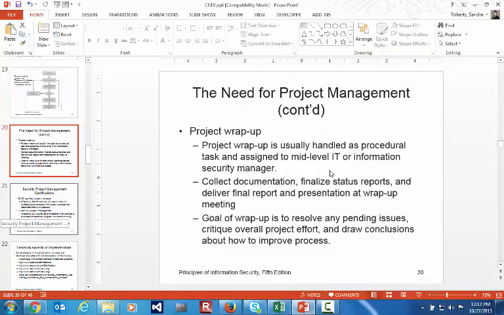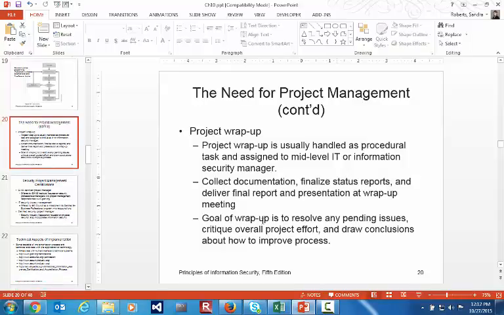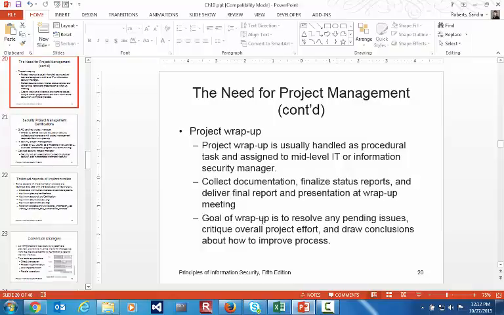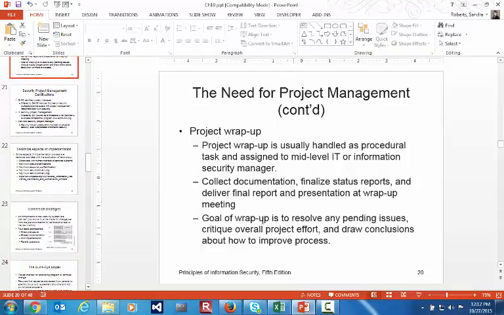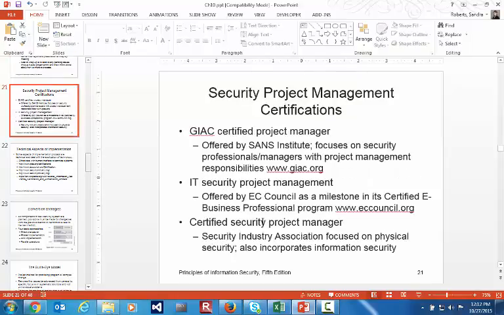The wrap up: collect documentation. Did it achieve its goals? Was it over its budget? Was it over its time constraints? Were new people hired, or did you have the skills that you thought you needed going into it? All of those kinds of things.